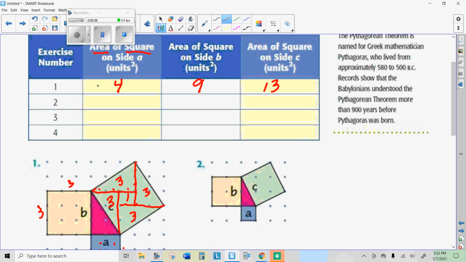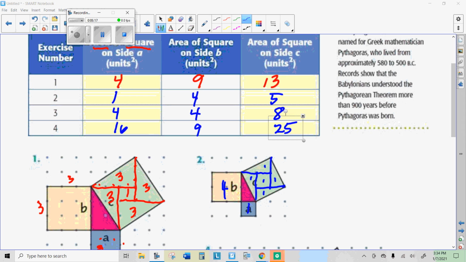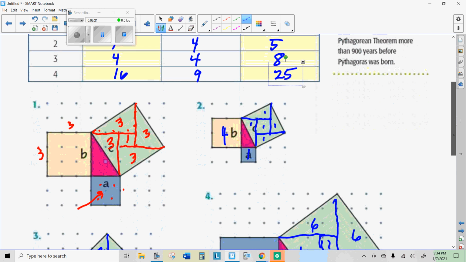All right, so I'm going to pause here. You go ahead and find the areas of the squares on the other 3 triangles and fill in the chart. All right, so here's the numbers I got. You can check here, see if you got them all right.